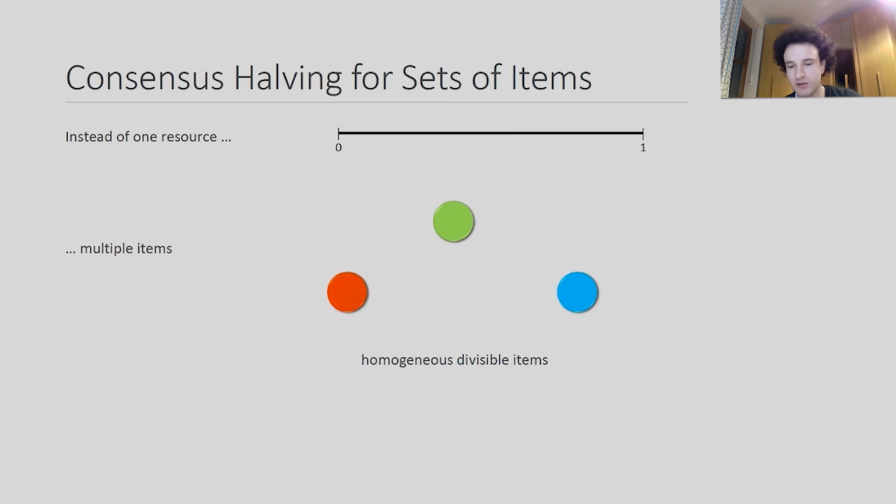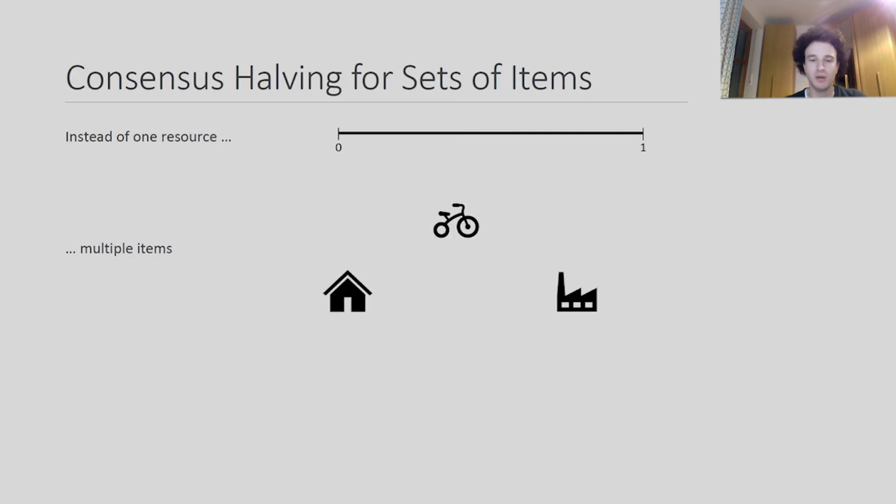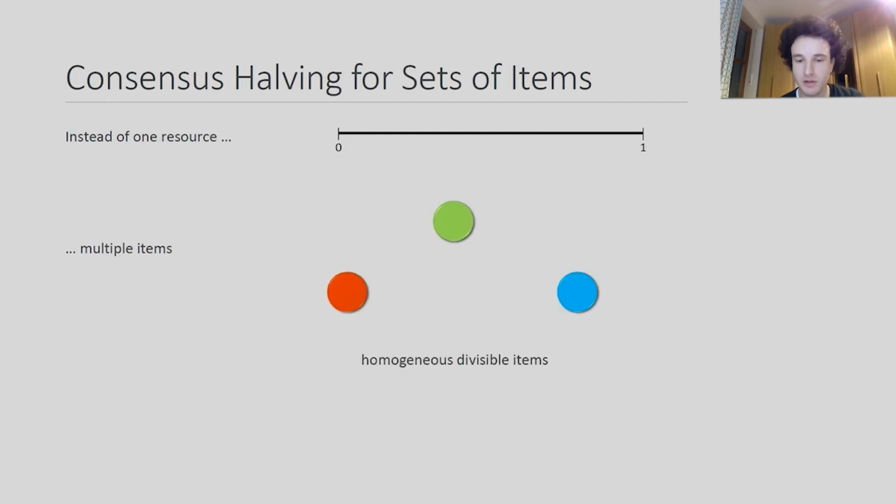So you might ask, well, what does it mean to divide a house into two parts or a bicycle? And obviously it doesn't make sense here to actually cut them in two. So what is meant by divisible here? It can be interpreted as sharing the resource, for example, or selling the house and then dividing the money that you got from this accordingly. So there are various ways to interpret this divisibility.